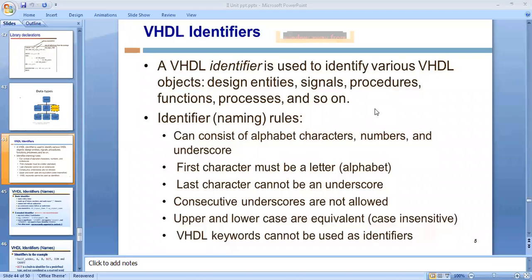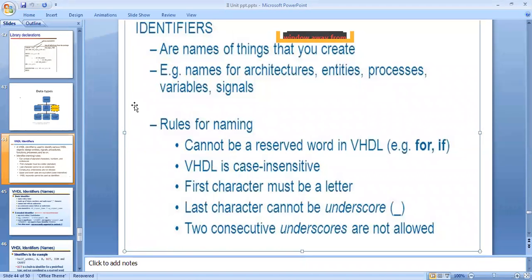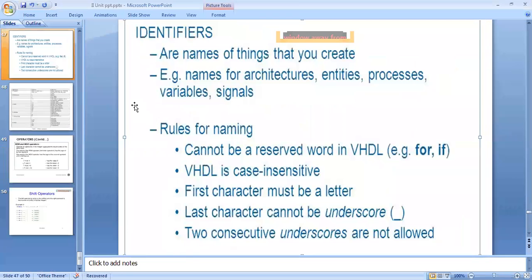What is an identifier? What is the purpose of an identifier? A VHDL identifier is used to identify various VHDL objects. So first note down the definition of identifier. Identifiers are names of things that you create. So identifiers are created by the user.